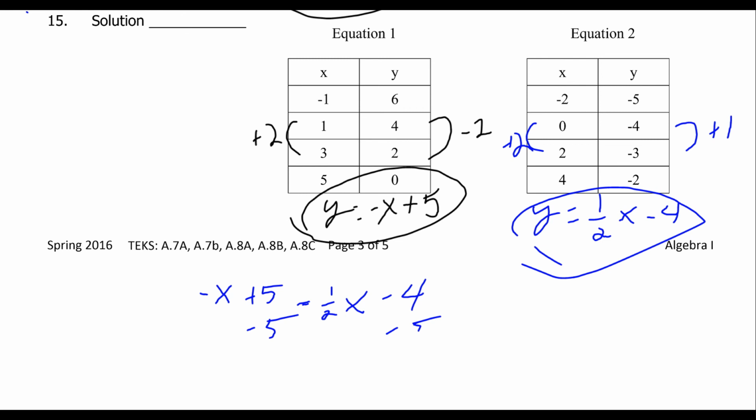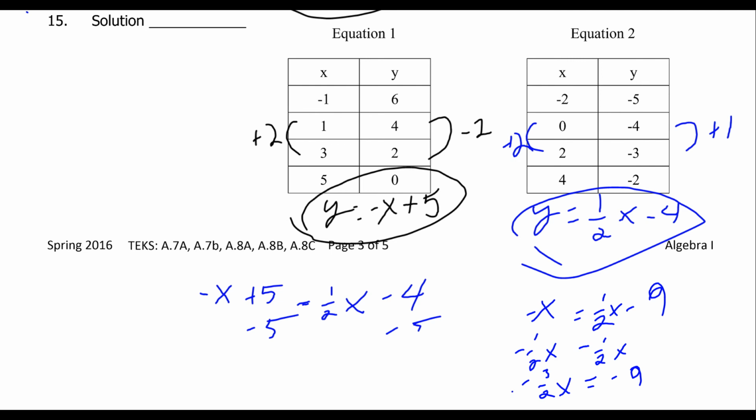So that gives me negative x equals 1 half x minus 9. I'm going to go ahead and subtract 1 half x from both sides. And that's going to give me negative 3 halves x, and that equals negative 9.